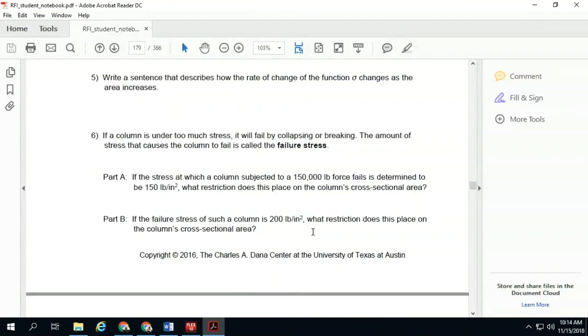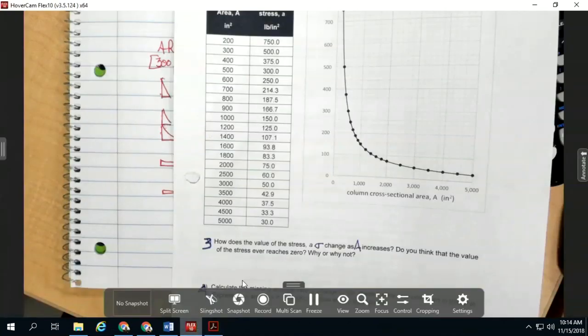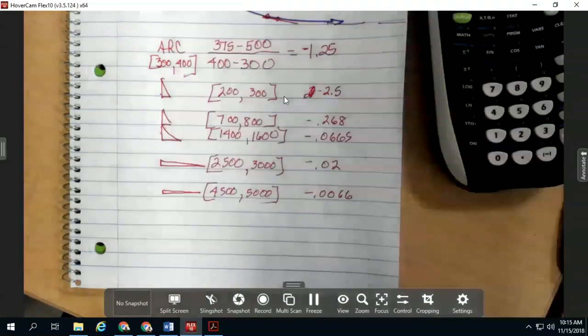Then it says, if the failure stress of such a column is 200 pounds per square inch, what size column do we need? 200 pounds per square inch. What size column do we need? Close to 700 square inches, right? To get to 200 pounds of failure, or failure at 200 pounds.